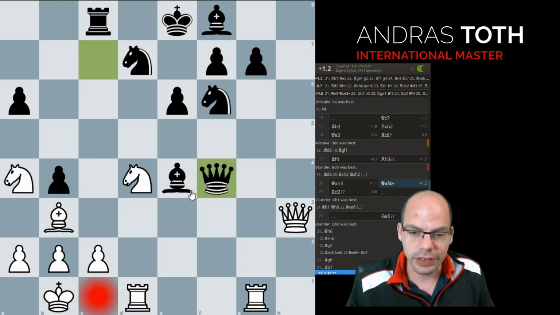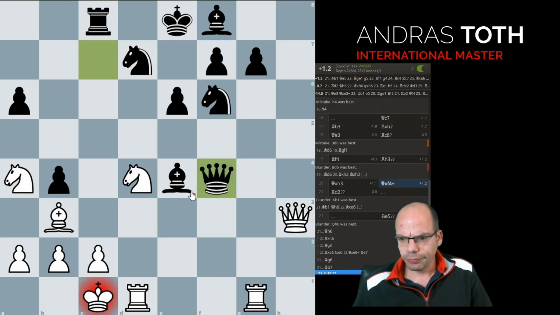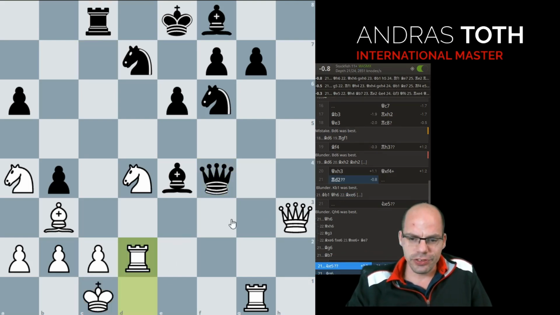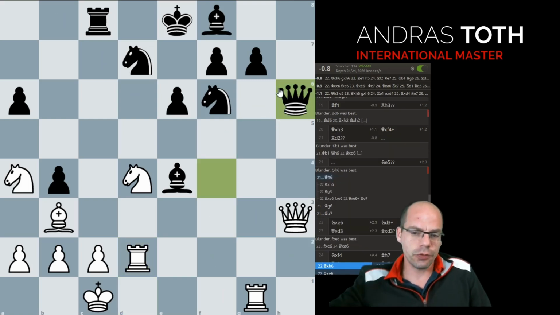But there is more to it, and this is why I really like this. Because after rook d2, the computer suggests that this is real garbage because of queen h6.